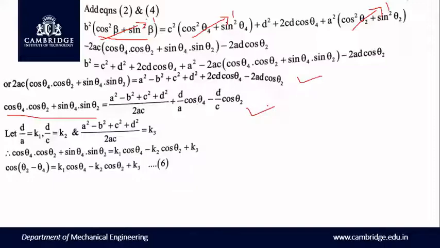Now since small a, b, c and d are the lengths of the links, which are constant, let us call d by a equal to k1, d by c equal to k2, and this ratio as k3. Hence the further simplified form of this equation will be cos theta 4 into cos theta 2 plus sin theta 4 into sin theta 2, which is equal to k1 cos theta 4 minus k2 cos theta 2 plus k3.